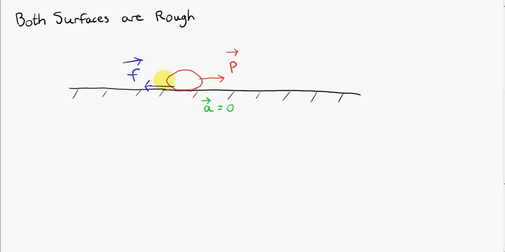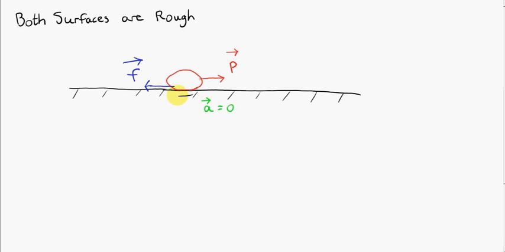Here we have a particle with a rough surface that is resting on a rough horizontal surface. A force P is being applied to the particle, but some force F is balancing this force, so the acceleration of the particle is zero. So let's see what's going on here.